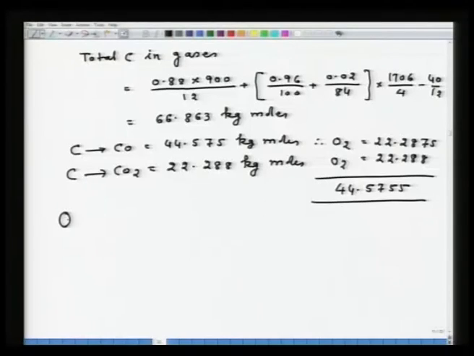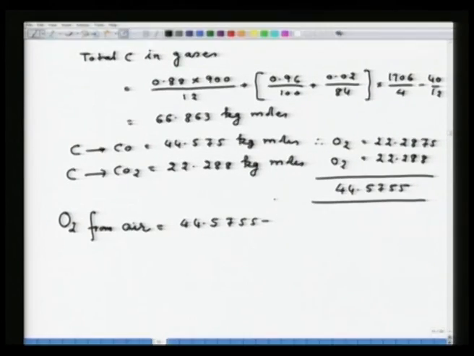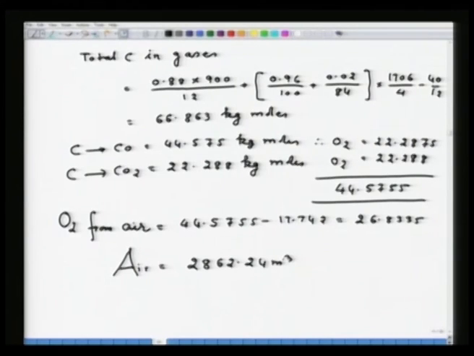Remember, this oxygen is required for the carbon to combust. So, O2 from air would be 44.5755 minus the one which is available from the charge, which we have calculated as 17.742, that will be equal to 26.8335 kg moles. So, therefore, the amount of air will be 2862.24 meter cube. That is how you will be calculating the amount of air.